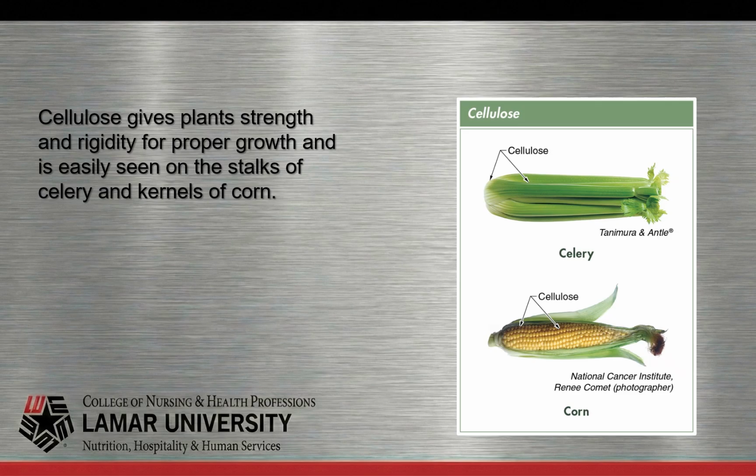Soluble fiber is a dietary fiber that dissolves in water. Soluble fiber helps slow digestion. Insoluble fiber is a dietary fiber that does not dissolve in water. Cellulose is an insoluble fiber that is the main component of plant cell walls. Cellulose gives plants strength and rigidity for proper growth and is easily seen on the stalks of celery and kernels of corn.